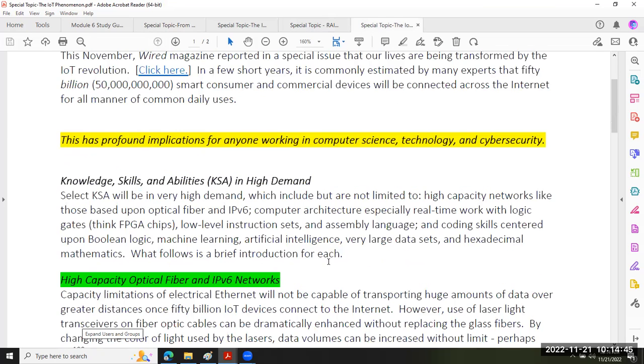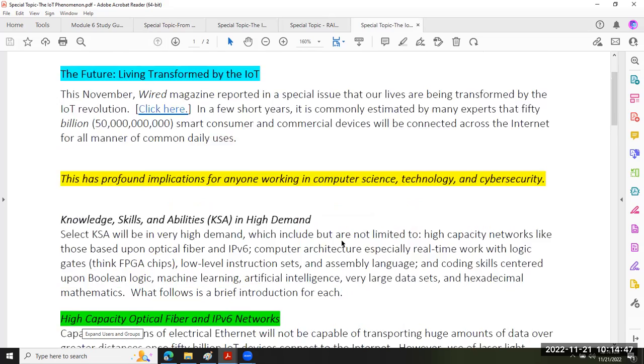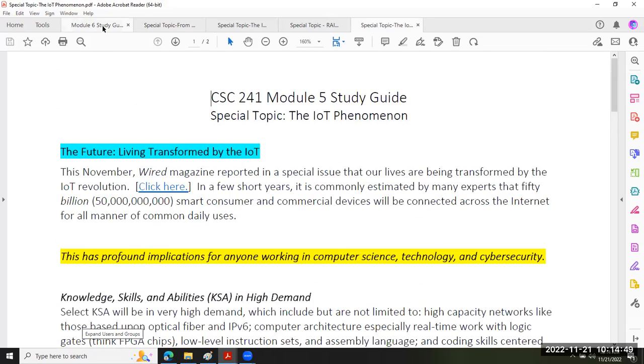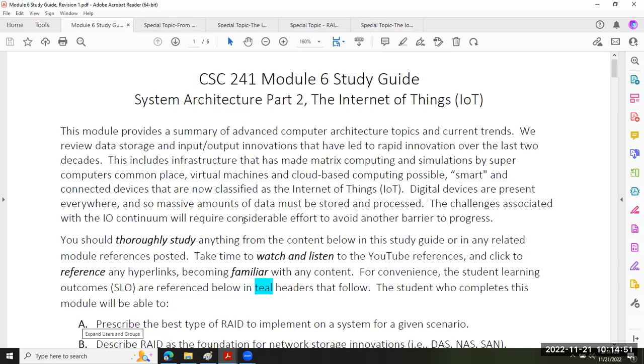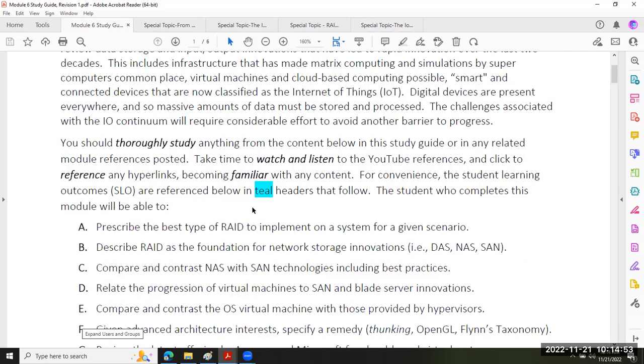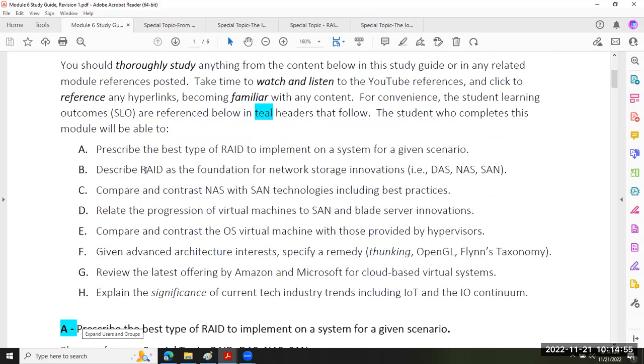So we have a lot of connected hardware and digital components, and that's part of our focus with special topics. Essentially what we want you to be able to do is to prescribe the best type of RAID, or redundant array of independent or inexpensive disks, to implement on a system for a given scenario.